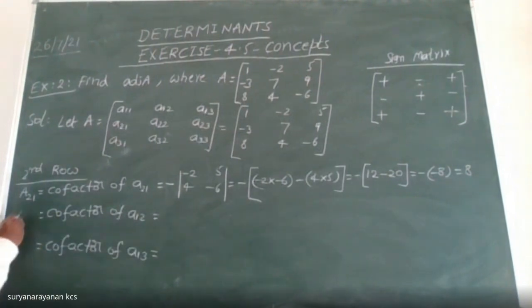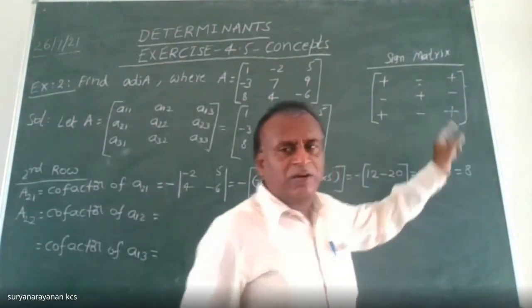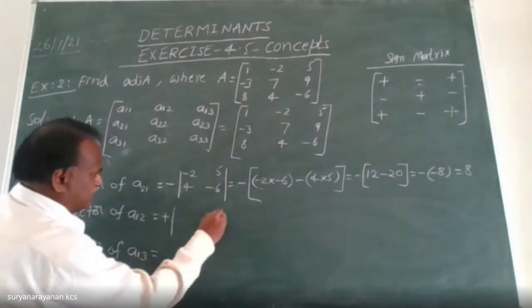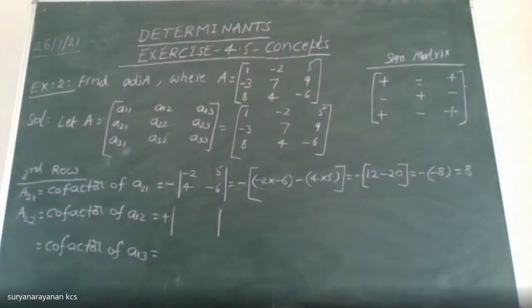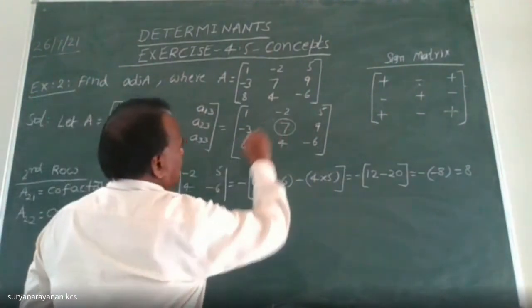Similarly, A22. Immediately go to the sign matrix. What is the sign here? Plus. We have to write the minor of this element.